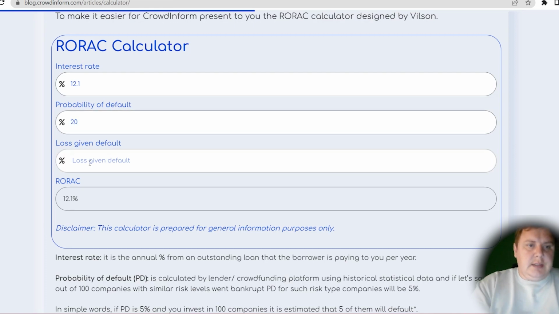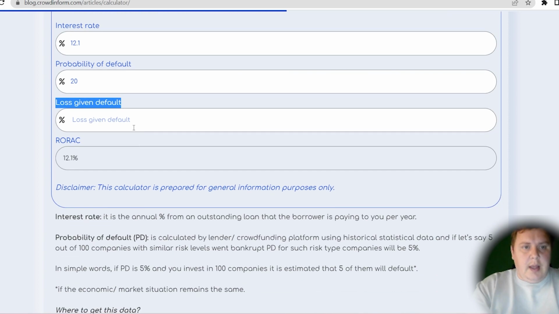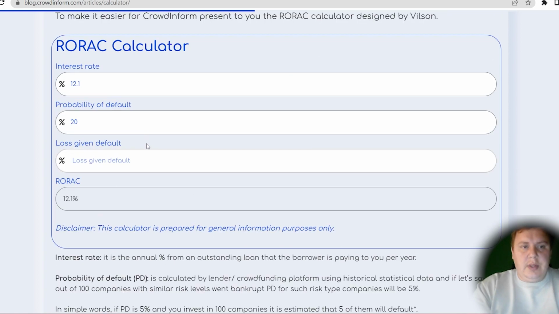Default by itself doesn't mean that you are losing money, because your loan is secured, and in Mintos's case your loan is secured with claim rights towards the end borrower. So we need to define how much money we will be losing if the borrower goes default. And I will be honest, this will be a pure guesstimate, because there are not many statistics on this.